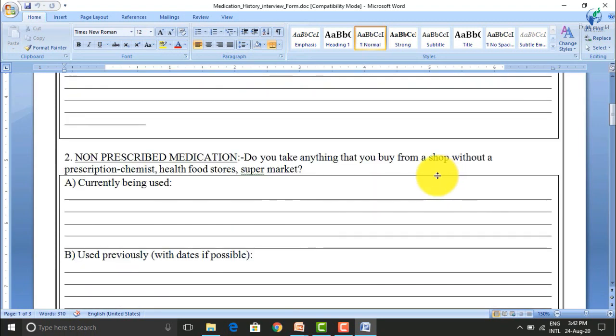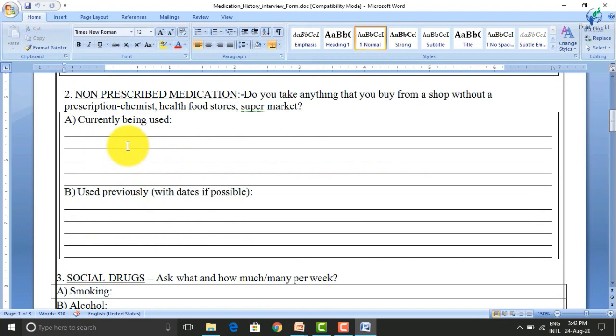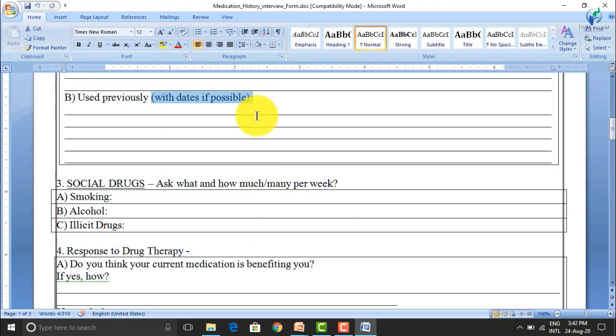Then non-prescribed medication: do you take anything that you buy from a shop without a prescription, that means directly from the chemist, health food stores or supermarket. Whether the person is taking non-prescribed medication, we have to write over here. If he is taking it currently, we have to mention it over here. If used previously, we have to mention it over here. See, here the date is required. If possible, we have to ask about the date also.